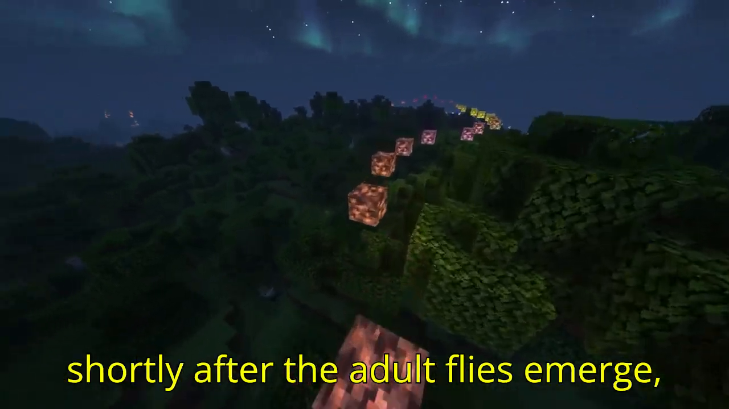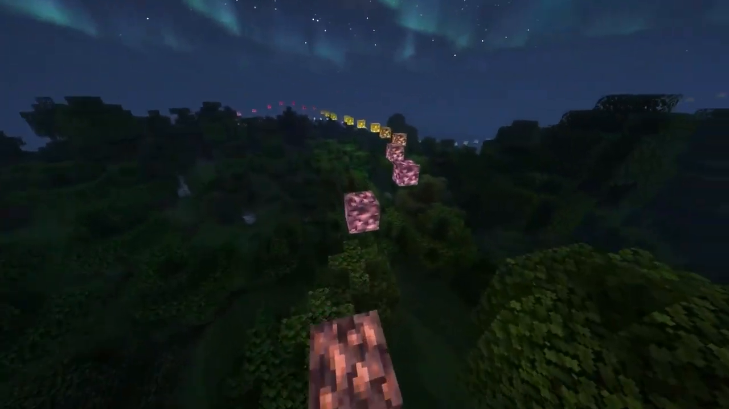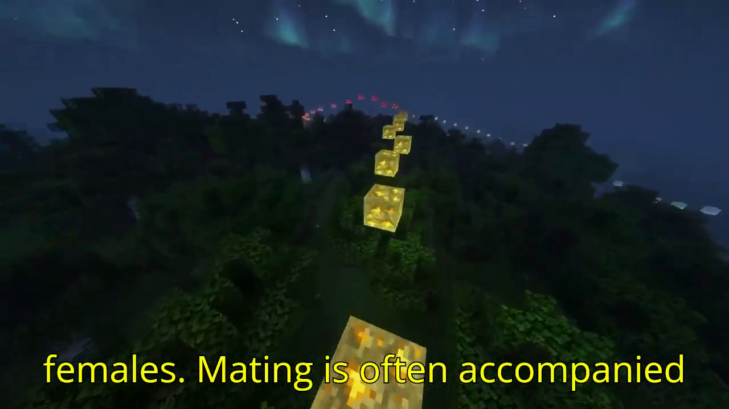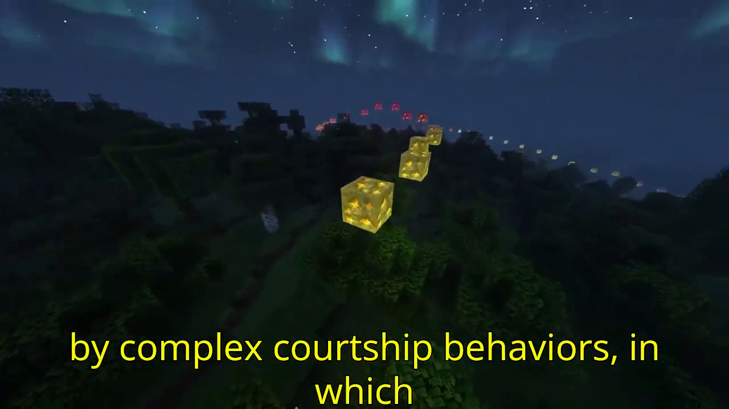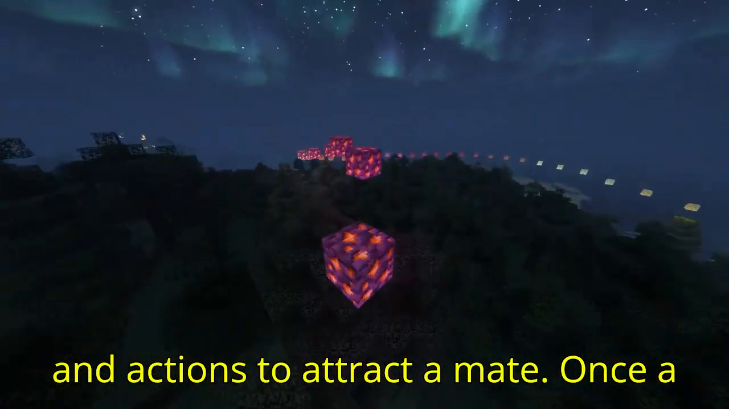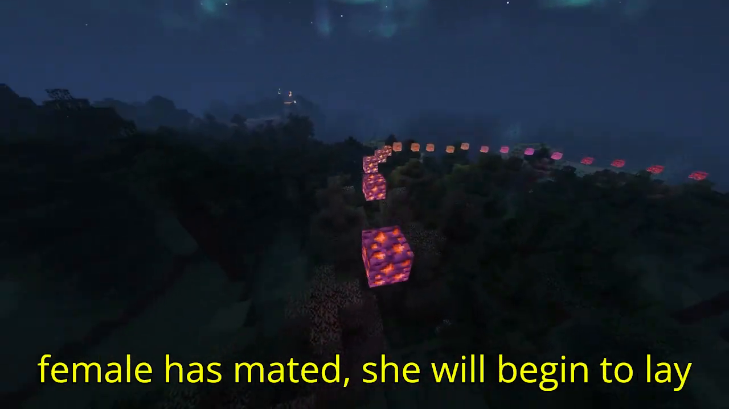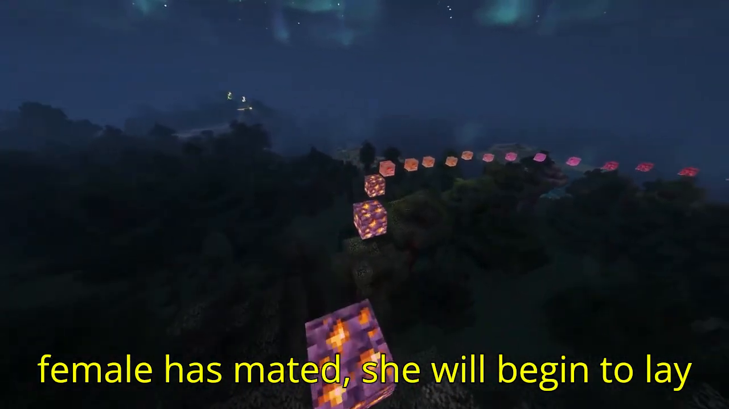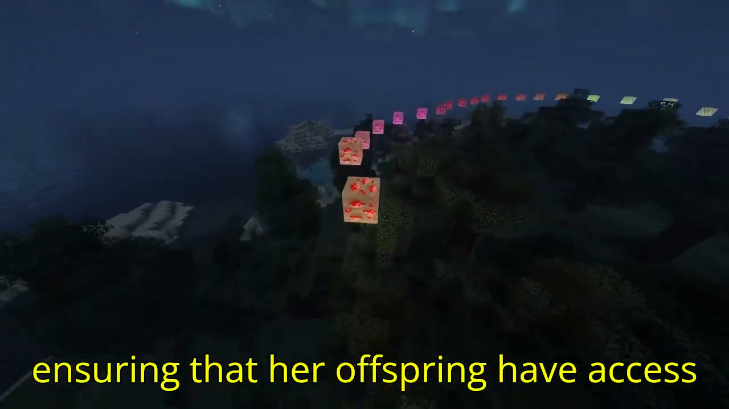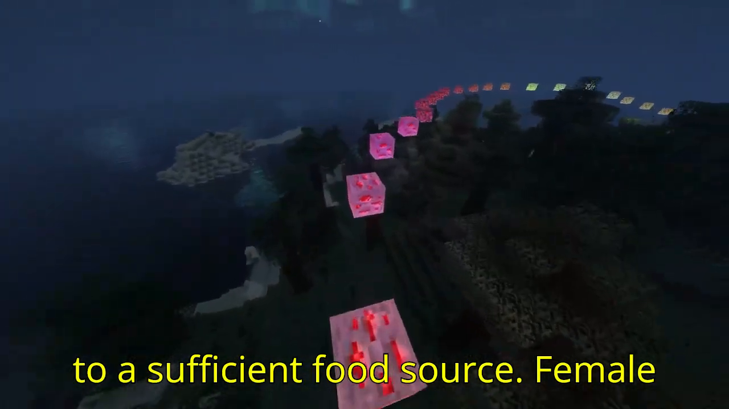The housefly's reproductive habits are another important aspect of its life cycle. Mating typically occurs shortly after the adult flies emerge, with males competing for the attention of females. Mating is often accompanied by complex courtship behaviors, in which the male will perform various movements and actions to attract a mate. Once a female has mated, she will begin to lay eggs, often in multiple locations, ensuring that her offspring have access to a sufficient food source.